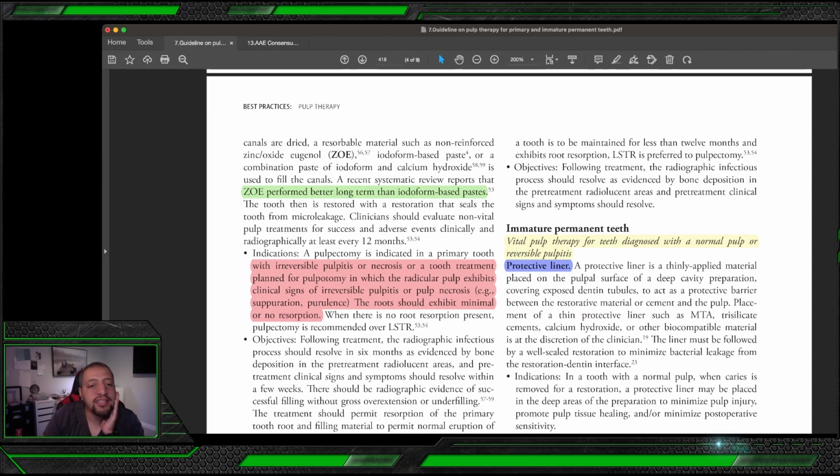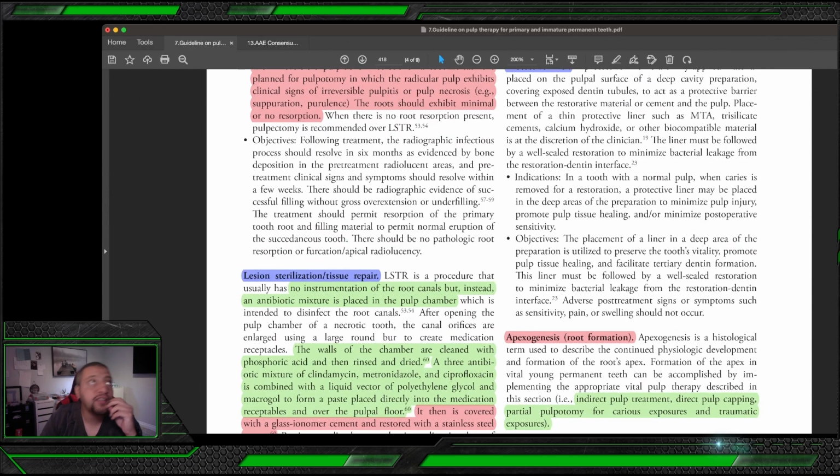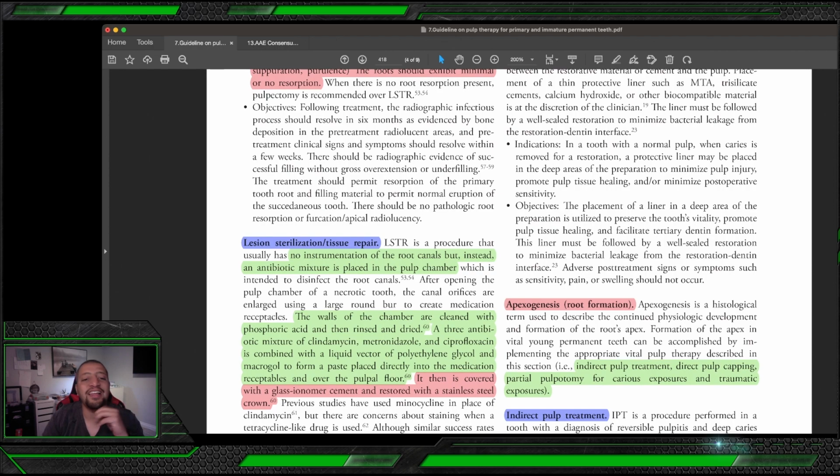So pulpectomy is indicated with irreversible pulpitis or necrosis, or a tooth treatment plan for pulpectomy in which the radicular pulp exhibits clinical signs of irreversible pulpitis or pulp necrosis. As we said before, you cannot control the bleeding after a few minutes. And then there is some fancy stuff they should mention in every article: lesion sterilization and tissue repair. Like you remember the LSTR technique we spoke about before, it's something like this.